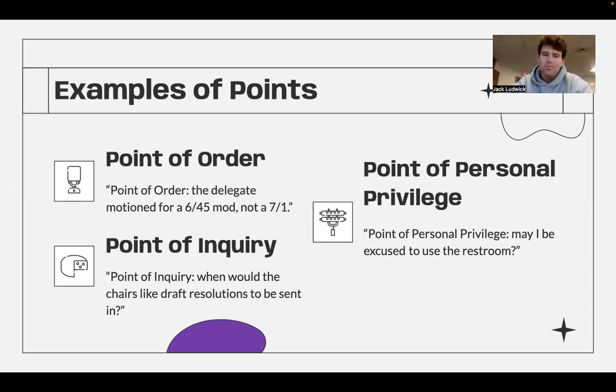Here's an example. A point of order: the delegate motioned for a 6:45, not a 7:15. That's a perfect example of, oh, the chair made a slight problem, let's make sure it gets corrected. Point of inquiry: when would the chairs like draft resolutions to be sent in? Or to what email should we send them in? Those are some great points of inquiry. And then personal privilege: can I use the bathroom?